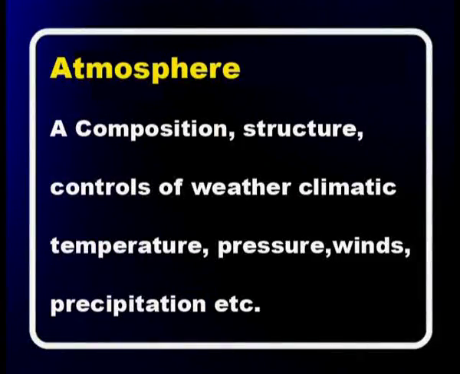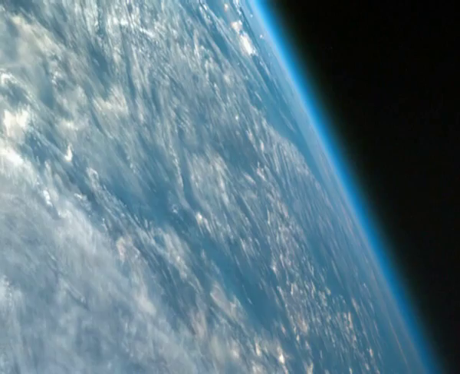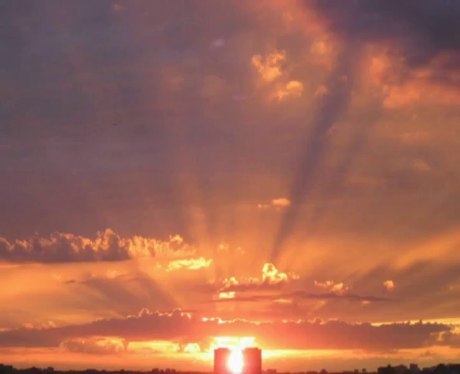Atmosphere: its composition, structure, control of weather, climatic temperature, pressure, wind, precipitation, etc. Atmosphere is a colorless, tasteless, odorless blanket of gas that surrounds the earth's surface. It gives us air to breathe, water to drink, and also keeps us warm by retaining the sun's heat. It shields us from the sun's harmful rays.